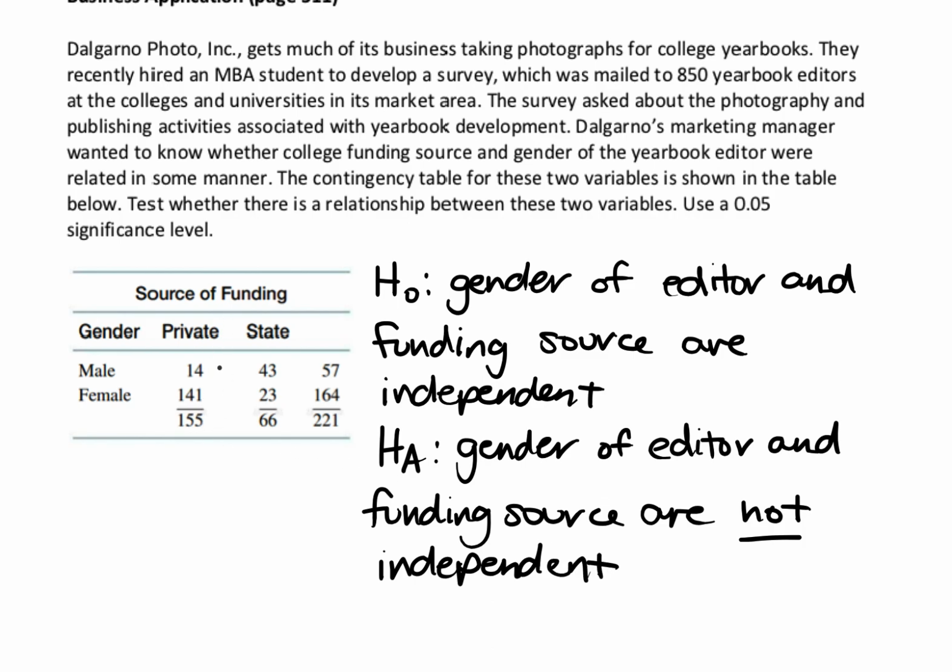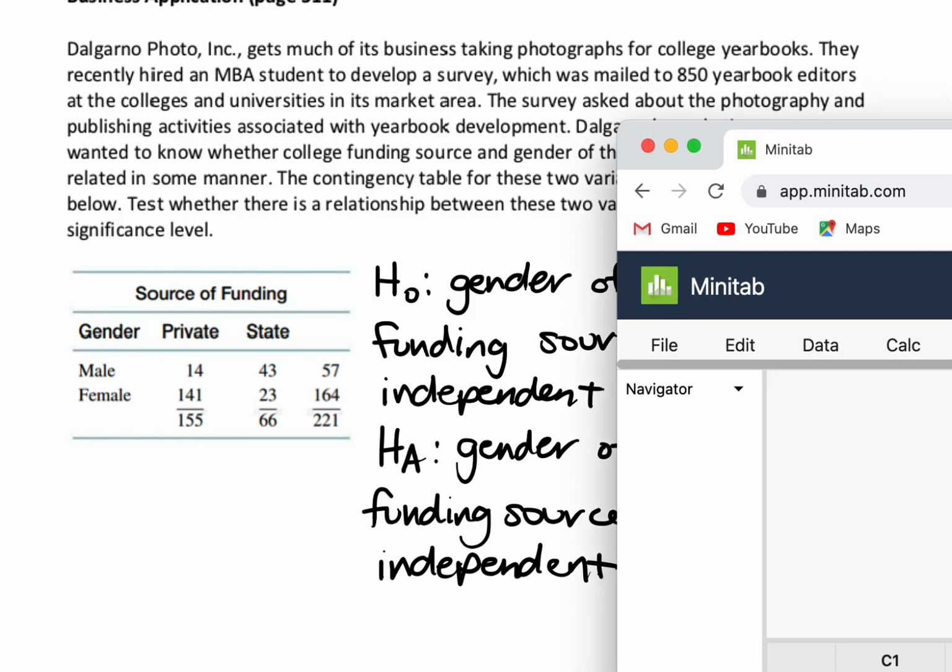So I can see from looking at my table that it looks like there is a relationship there because it seems that at private universities, the yearbook editors are much more likely to be female than male, whereas at state universities, they're more likely to be male than female. But we're going to do our test just to be sure here. So we're going to go to Minitab.